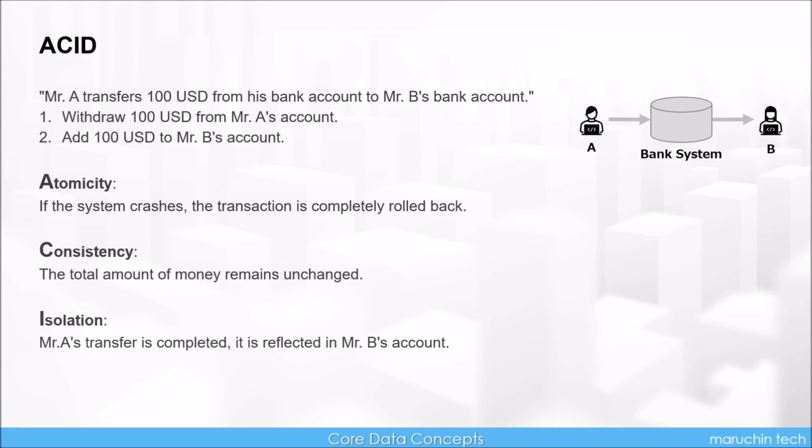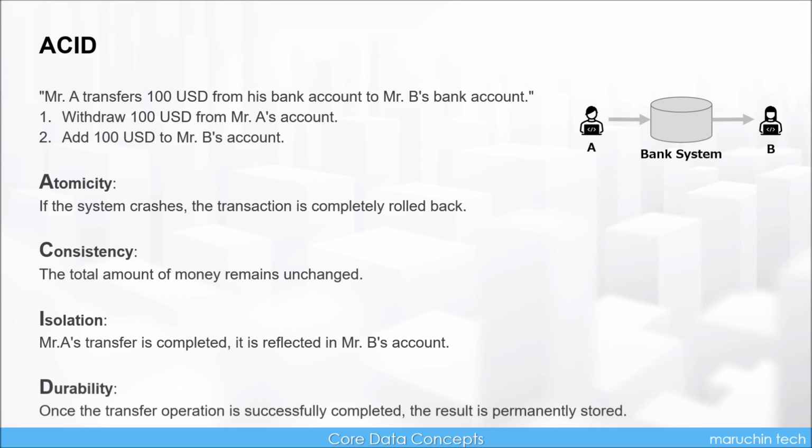And for isolation, after Mr. A's transfer is completed, it is reflected in Mr. B's account. In other words, it is not reflected in Mr. B's account before Mr. A's transfer is completed. And for durability, once the transfer operation is successfully completed, the result is permanently stored in the database system. Even if a failure occurs in the system, the data is not lost.